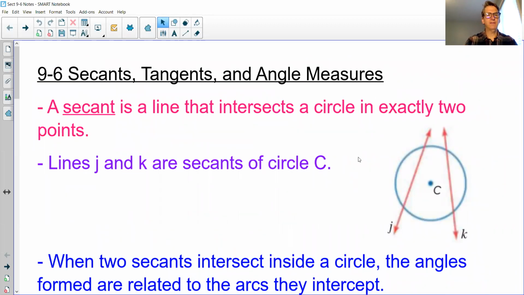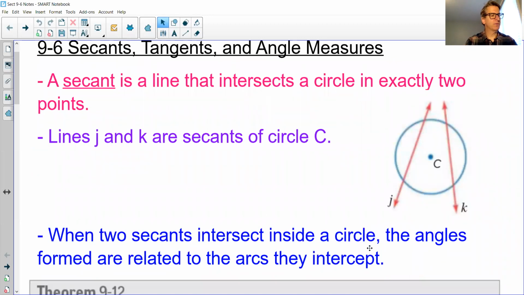A secant is a line that intersects a circle in exactly 2 points. Lines J and K are secants of circle C. When two secants intersect inside a circle, the angles formed are related to the arcs they intercept.